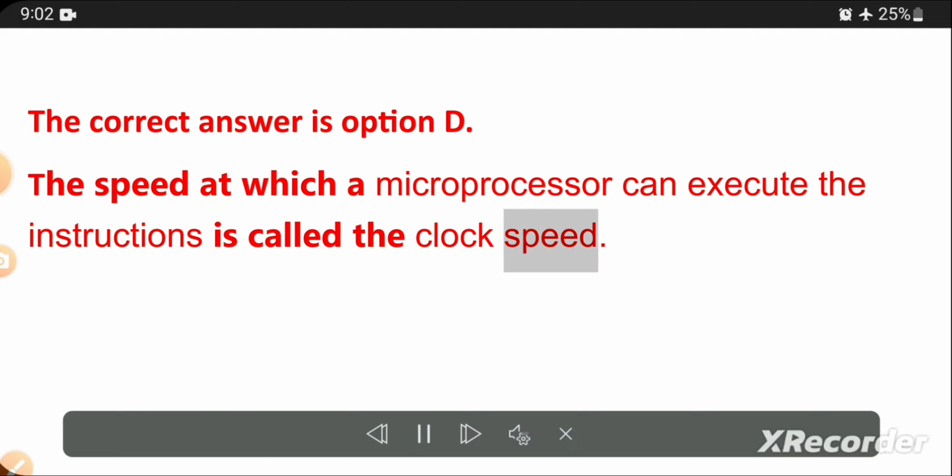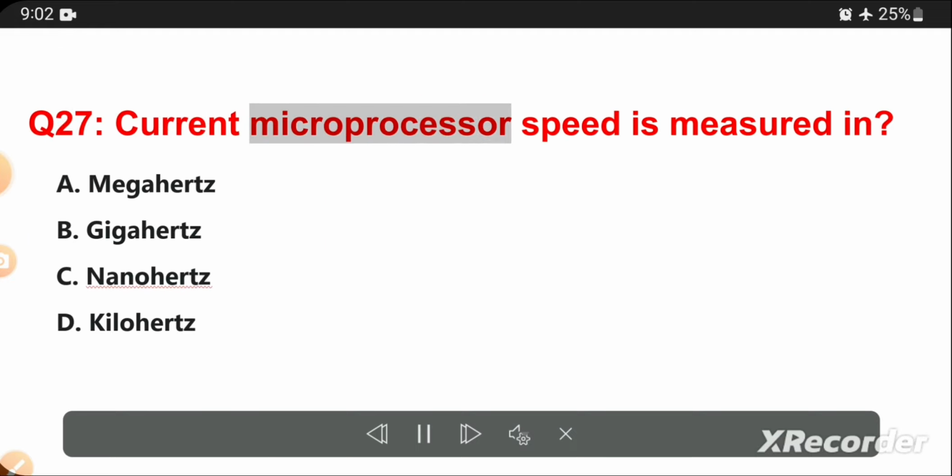Q27. Current microprocessor speed is measured in megahertz, gigahertz, nanohertz, kilohertz. The correct answer is option B, gigahertz.